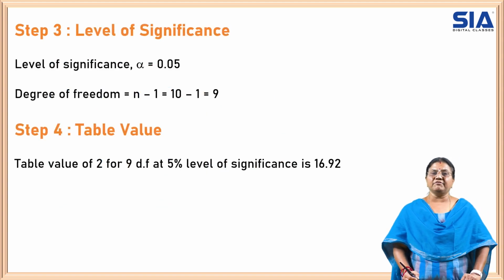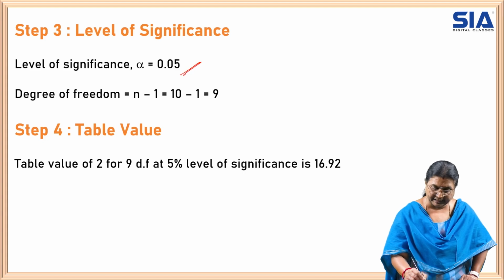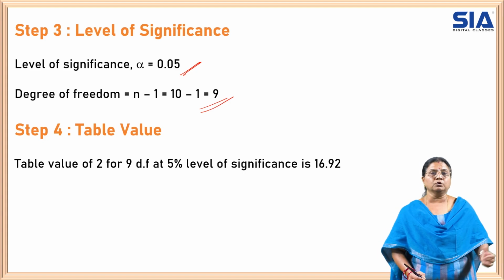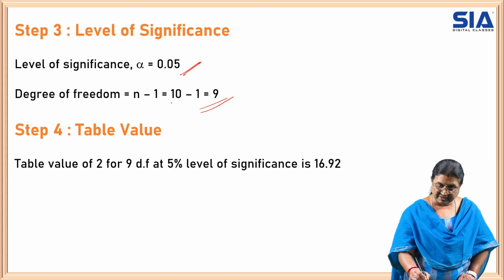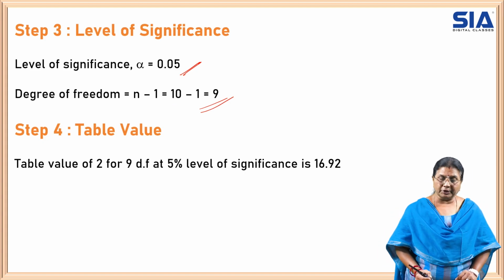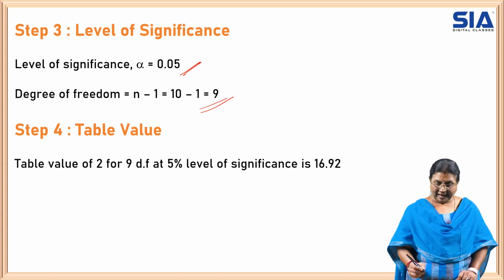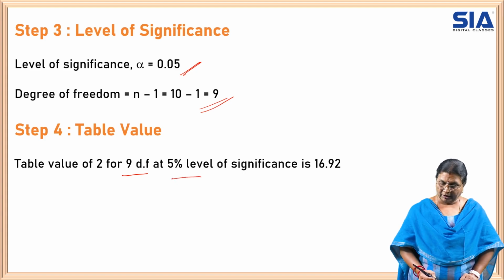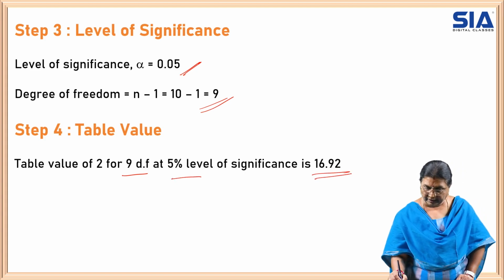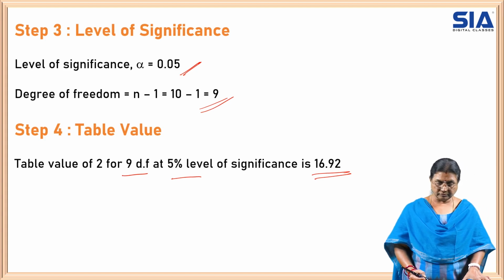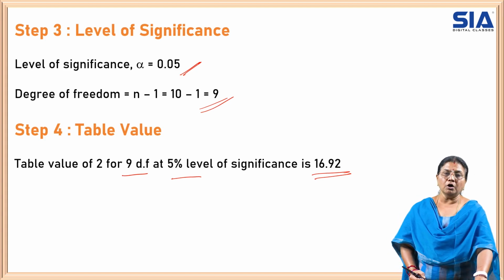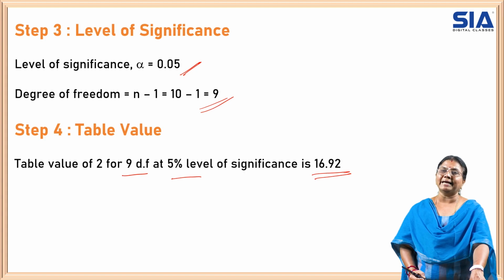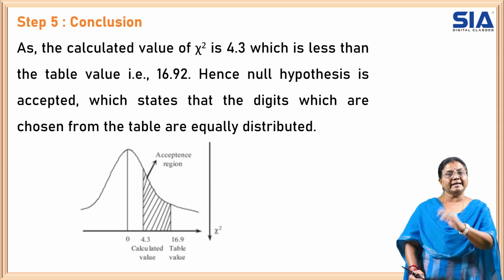Now here the level of significance is 5%, which we write as 0.05. Then the degree of freedom is the total observations minus 1. Observations are 10, then minus 1, it is 9. So the degree of freedom is 9. Then the table value at 9 degrees of freedom and 5% level of significance is 16.92. So obviously the calculated value is less than 16.92, that is, less than the table value.